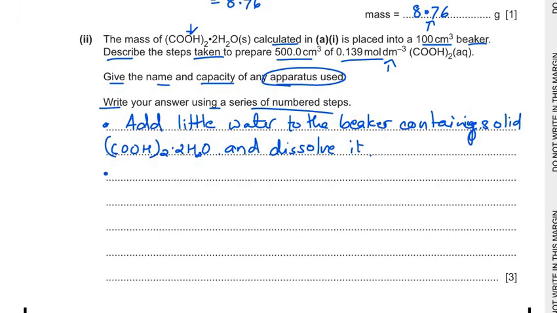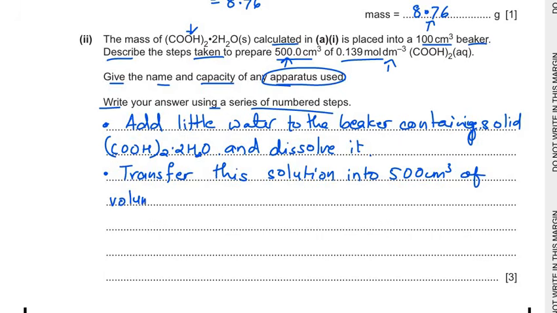Then transfer this solution, that is the dissolved solution of ethanedioic acid, into, now how much volume do we need to prepare? 500 cm³. So we transfer this solution into a 500 cm³ volumetric flask. Remember, we are using a volumetric flask. Now what is a volumetric flask? That's a flask which is used to prepare any standard solution.